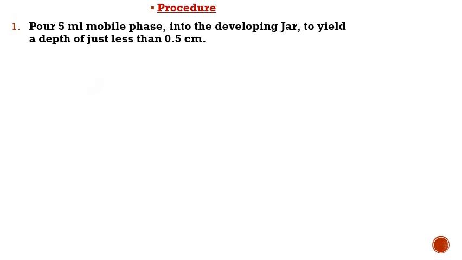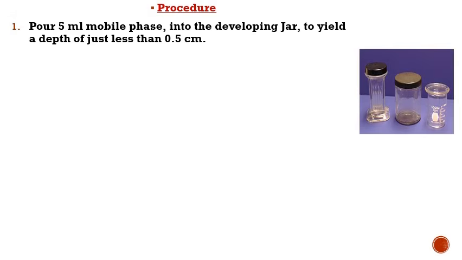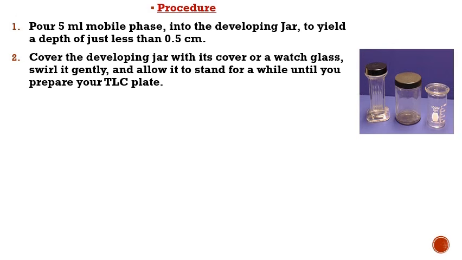Okay, procedure. First, pour 5 milliliters of the mobile phase into the developing jar to yield a depth of just less than 0.5 centimeters. Then, in order to allow the gases to reach equilibrium, cover the developing jar with its cover very quickly and swirl it gently and allow it to stand for a while until you prepare your TLC plate. You should not move the developing jar during this step.